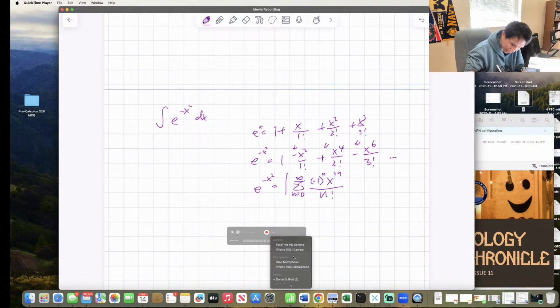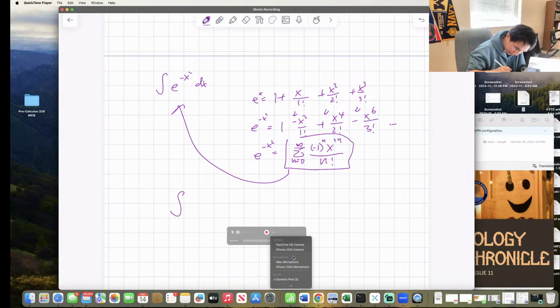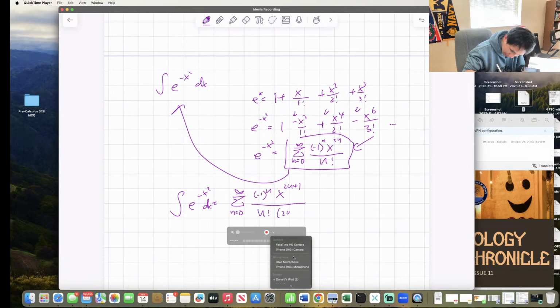Now what I can do is take the integral of that. If I integrate e to the negative x squared, that means I integrate this power series. So that's the sum from n equals 0 to infinity of negative 1 to the n, and if I integrate x to the 2n, it will be x to the 2n plus 1 over n factorial times 2n plus 1. So we just integrated this.